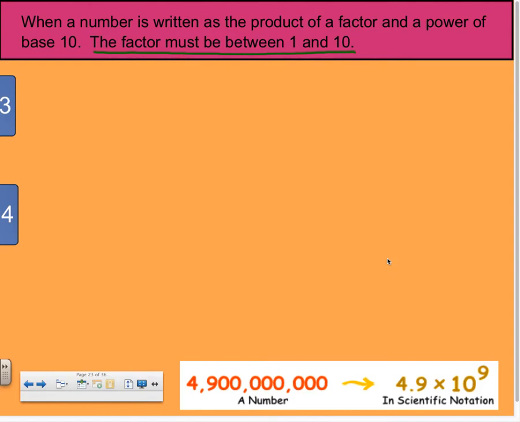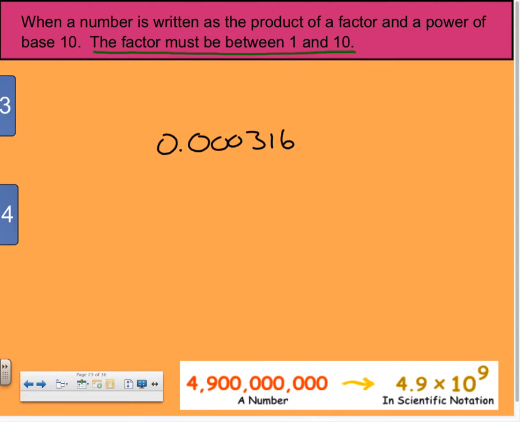Example number 4, we have 0.000316. Would everyone agree that that's a small number? Yeah, very small. If someone gave you that much money, you wouldn't thank them for it because it's nothing. Okay? Now, before you even try to put this in scientific notation, I want you to tell me, is the exponent going to be positive or negative? It's going to be negative. Why is it going to be negative? Because this is a really small number, okay?